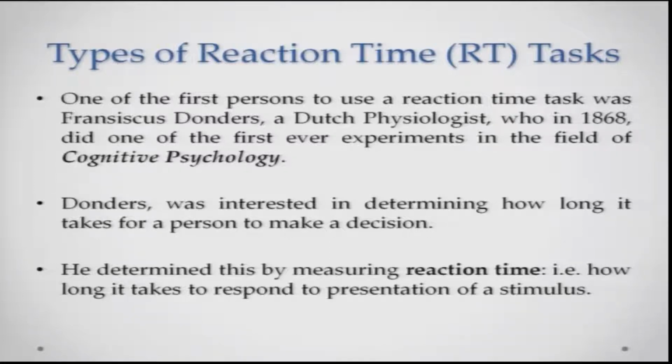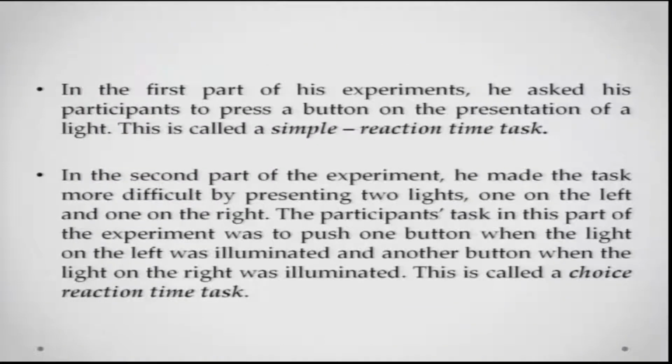He basically determined this by measuring the reaction time, that is how long it took his participants to respond to the presentation of a kind of stimulus. Let us go further ahead. In the first kind of his experiment, Donders basically presented his participants just with a dot and asked them to press a button on the presentation of this dot. It was a dot of light on a particular kind of screen.